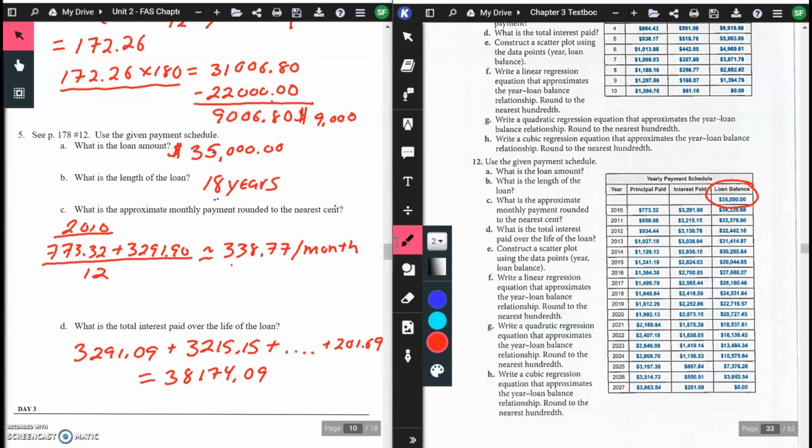And part D, total interest paid over the life of the loan. Well, you can see this column right here that I'm circling in blue is your interest paid. So basically what you're going to do, the only way to really do this, guys, is just add up all of these numbers in the interest column. It's going to take a little bit of time. You've got to add up 18 numbers, but that's really the only way because the interest changes. So when you add up all those numbers, you're going to get $38,174.09 worth of interest for the life of that loan.